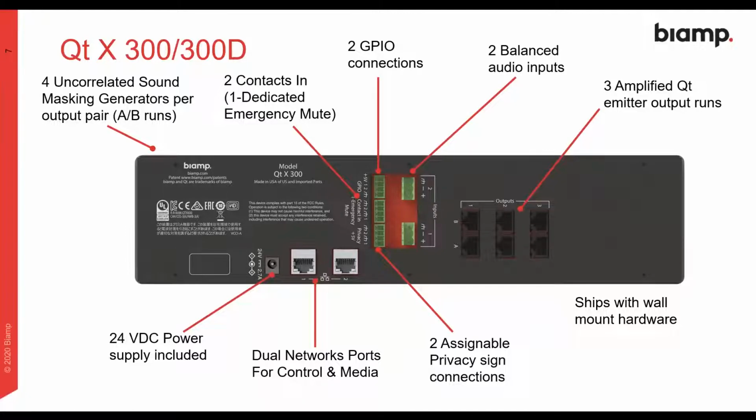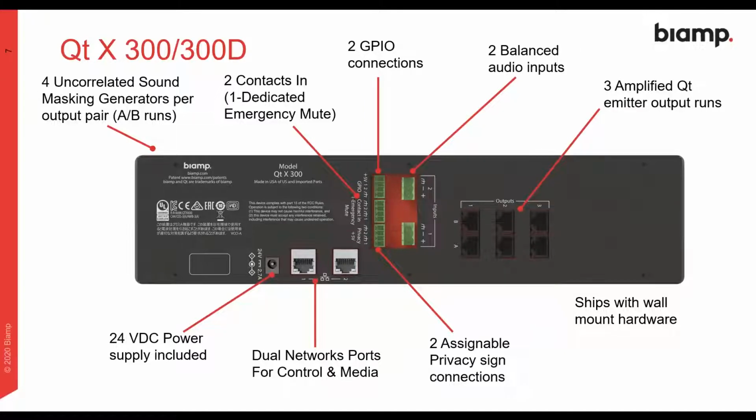Then the privacy sign outputs at the bottom there are 2 assignable privacy signs that can be set up in the zones to show that masking is enabled. On the outputs, we've got the uncorrelated sound masking generators per output pair, in the same regard as what we did in QT Pro. So we're running 4 channels of audio that repeats every 4th emitter and then repeats itself, so that you don't have any kind of comb filtering effect.